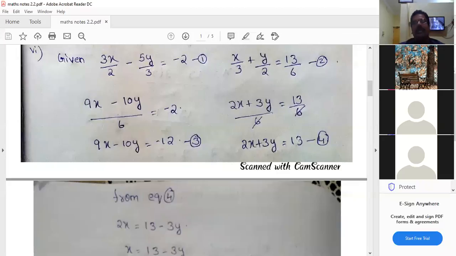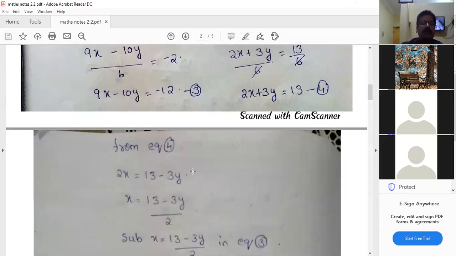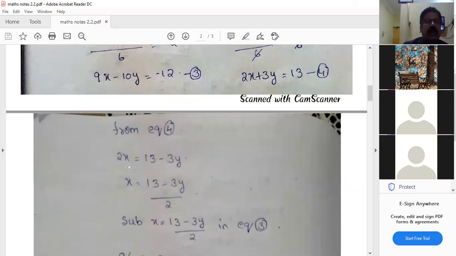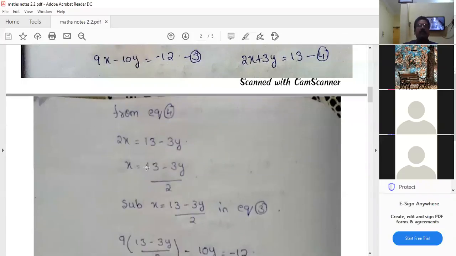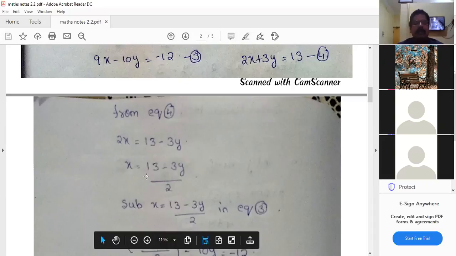In this I am writing x in terms of y, meaning first I transpose 3y to the RHS. From equation 4 I got this one: 2x equal to plus 3y, I transpose to minus 3y. 2x equal to 13 minus 3y, and then I transpose 2 also. Then x equal to (13 minus 3y) by 2. This we already learned in 9th class. X in terms of y, y in terms of x also we can do. So I got x equal to (13 minus 3y) by 2.